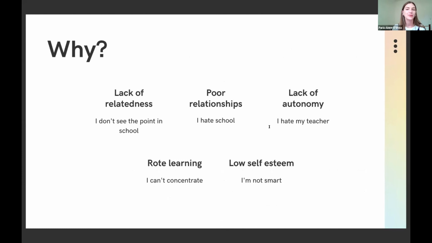So why? What's the answer for this? I think obviously external factors are quite obvious, but if you look at it from the student perspective, what would they say? And I think these are a few themes that I've identified.